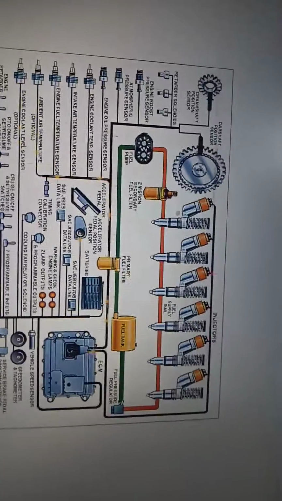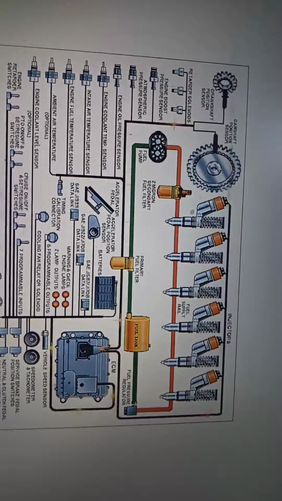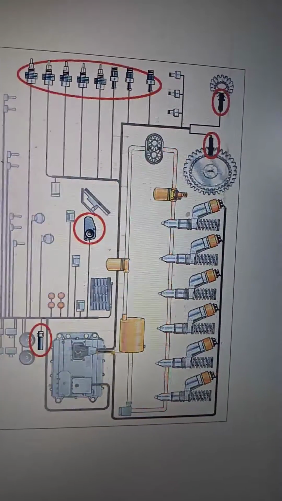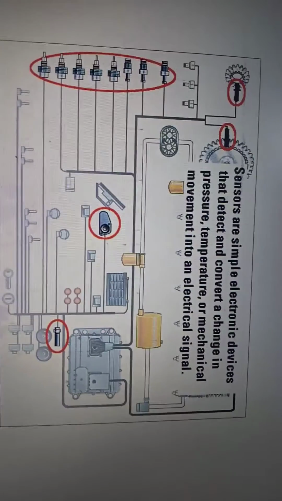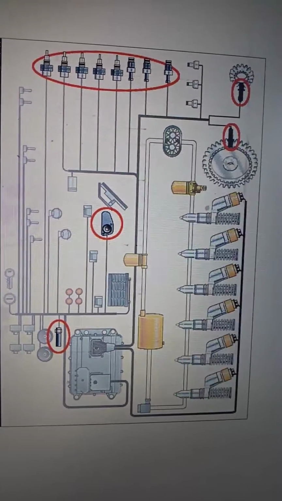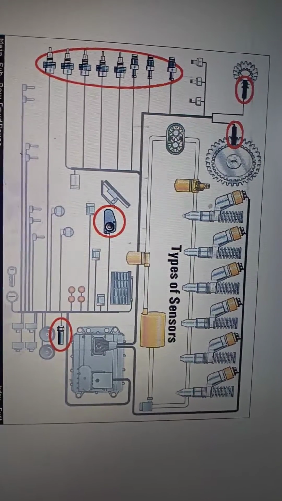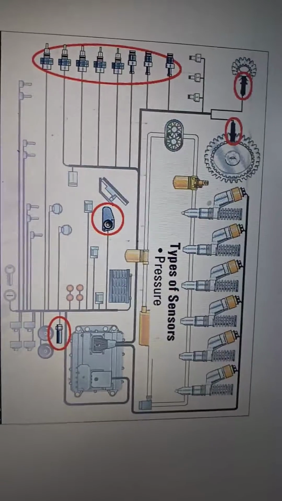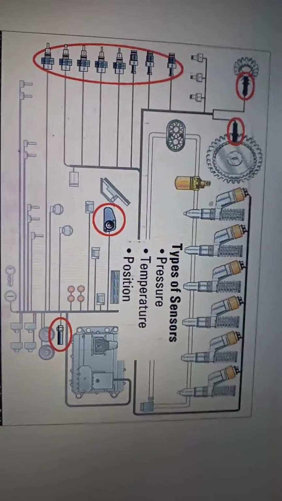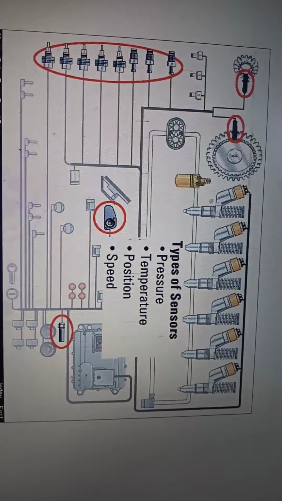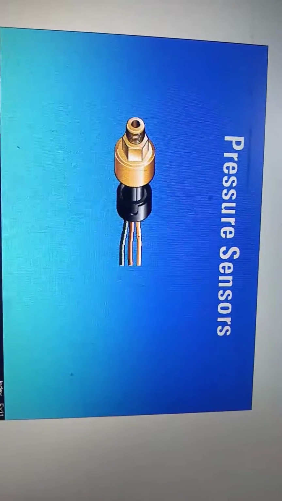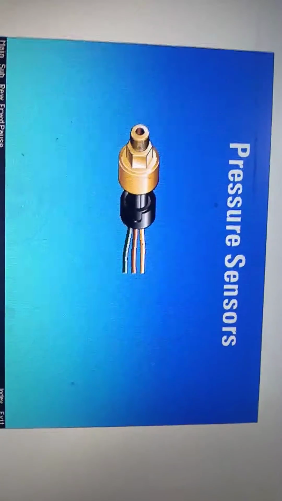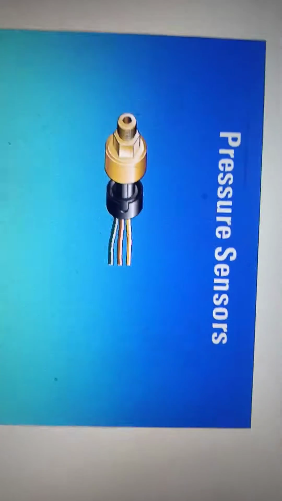Sensors are simple electronic devices that detect and convert a change in pressure, temperature, or mechanical movement into an electrical signal. There are four basic types of sensors: pressure, temperature, position, and speed. A pressure sensor measures changes in pressure and sends a variable DC signal voltage back to the ECM.